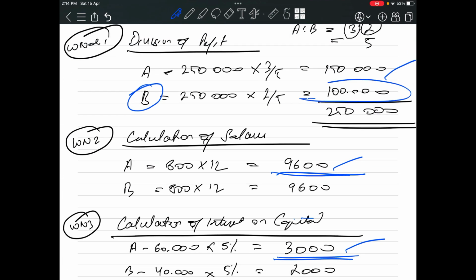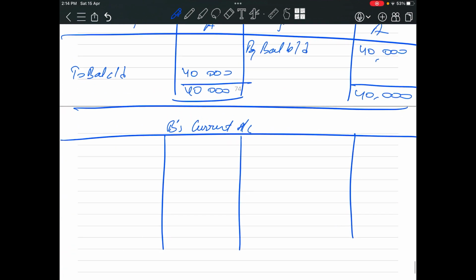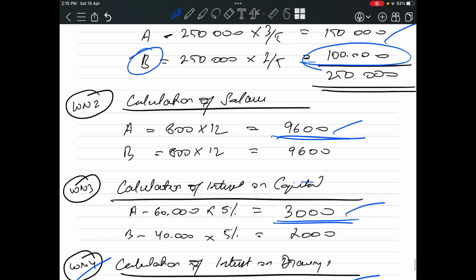See, B is getting a profit of 1,50,000. So we'll write here, debit side and credit side. Credit side is for the gain side. We'll write here by profit and loss, net profit. Working note number 1. What is the amount? 1 lakh.